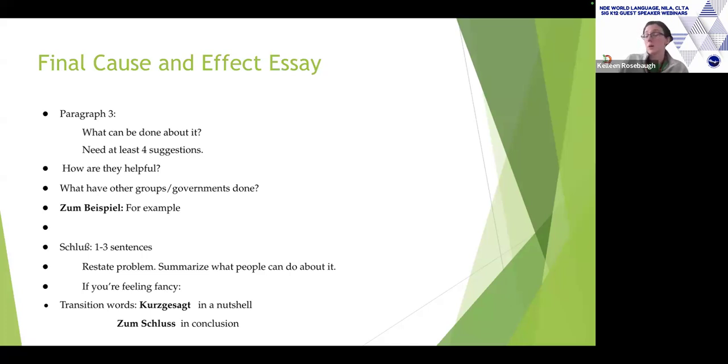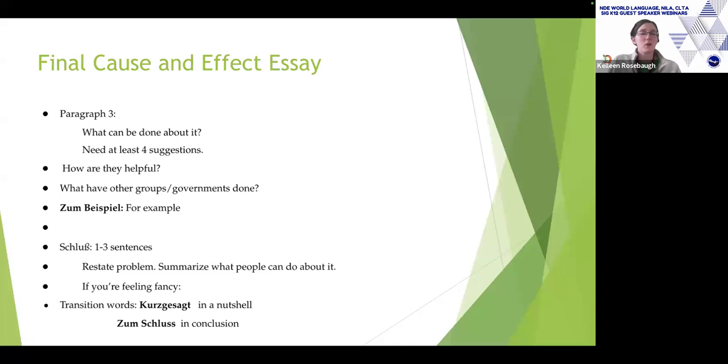They can pull up suggestions of what other places have done. If there's another government that they're familiar with that has done stuff, if there's an action group that they are familiar with, they can talk about it. If any have come up in class, they can bring those up. Zum Beispiel is the phrase for example. I give that to them because it usually comes up when they want to use that.